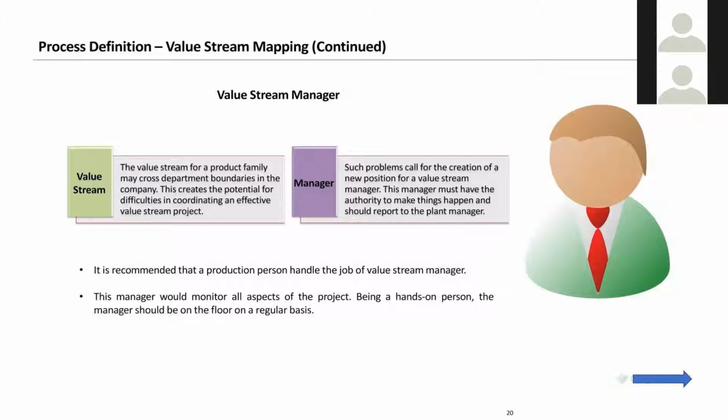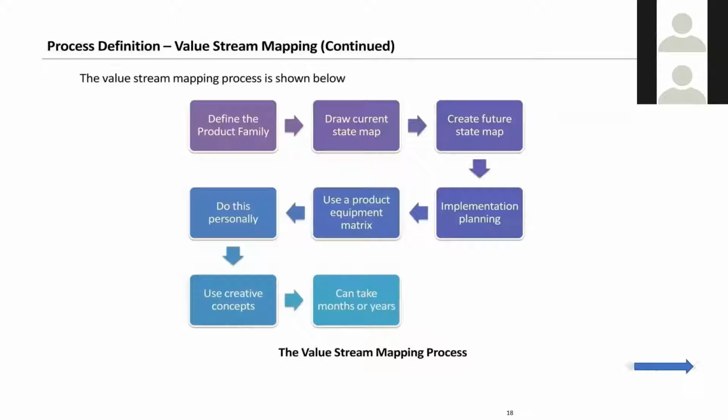So what we do is multitask. We try and give as much as possible. We will also look at the manager who monitors all aspects of the project, being a hands-on person. The manager should be on the floor on a regular basis. Now, the value stream mapping process is shown below. It is just a process. End of the day, it's your project. You decide how you want to do the process.